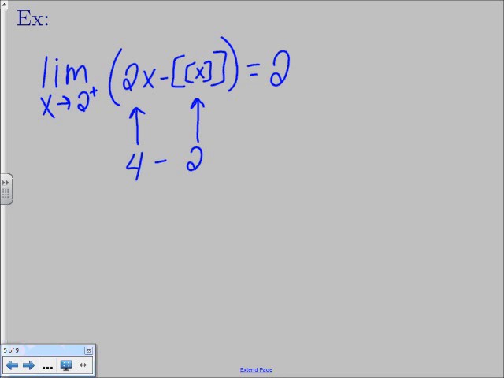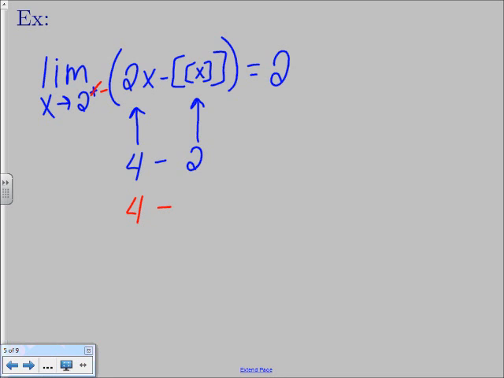Okay, but you might say, well, Hillary, that was really easy. Just plug in 2 to both pieces. But what would happen if you were looking at it from the left? So if I cross out that plus and put a minus. Well, if we're looking from the left, anything that's really close to 2 but on the left-hand side is also going to be really close to 4. So we can put another 4 there.